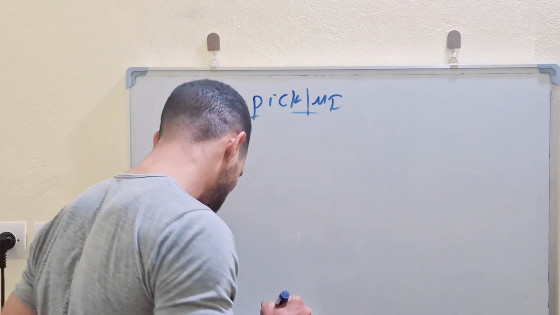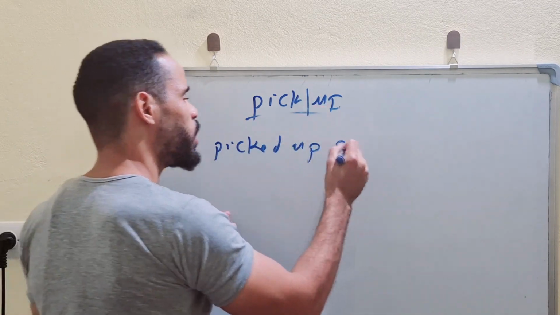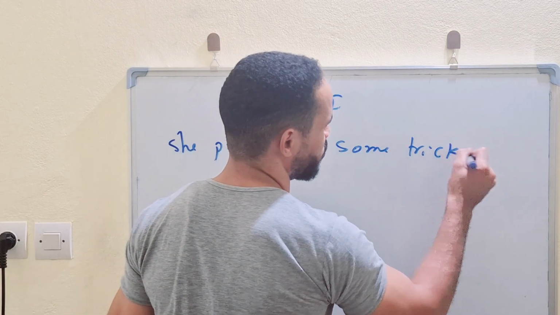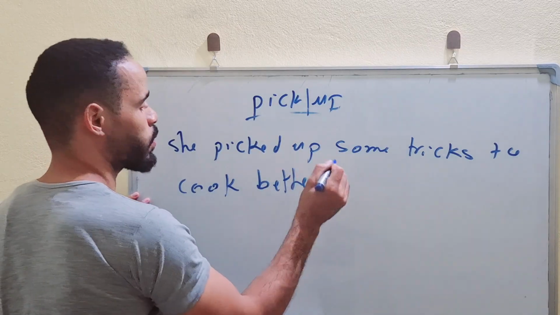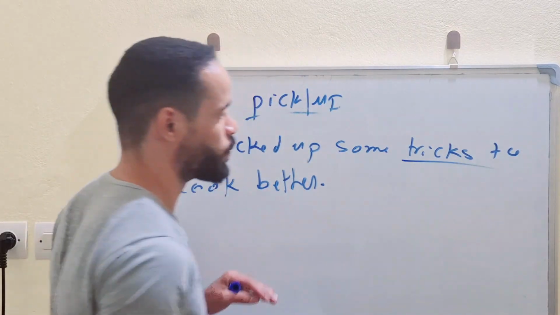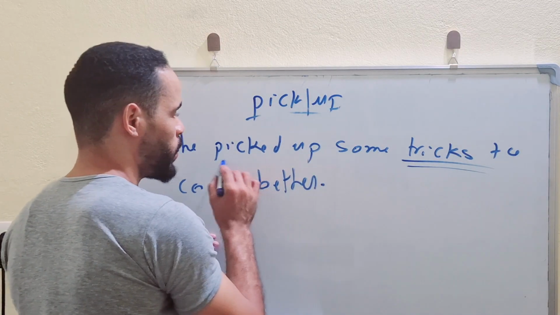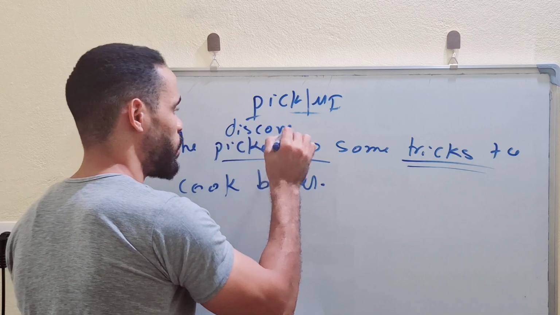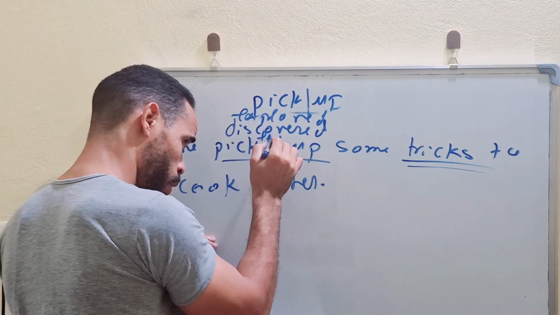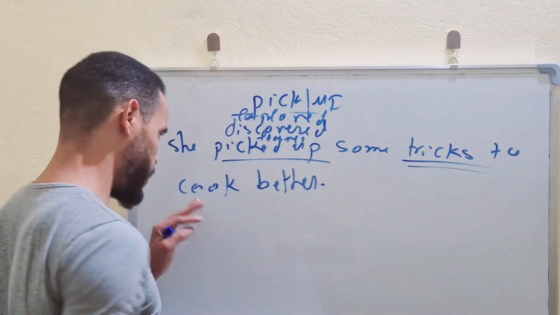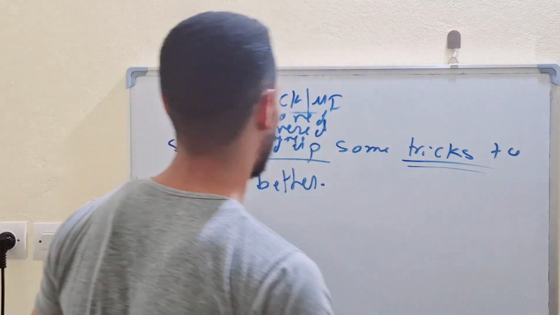One more situation. We can say, she picked up some tricks to cook better. Tricks means techniques or strategy. She picked up some tricks, which means she discovered something, explored, and even it can mean learned some techniques, some tricks to cook better. This is another use of pick up.